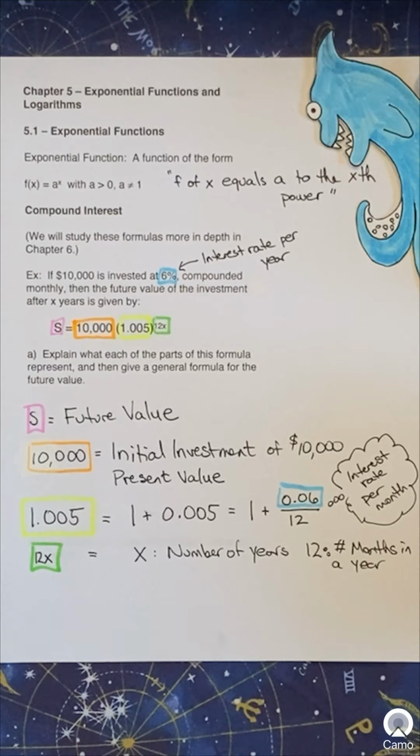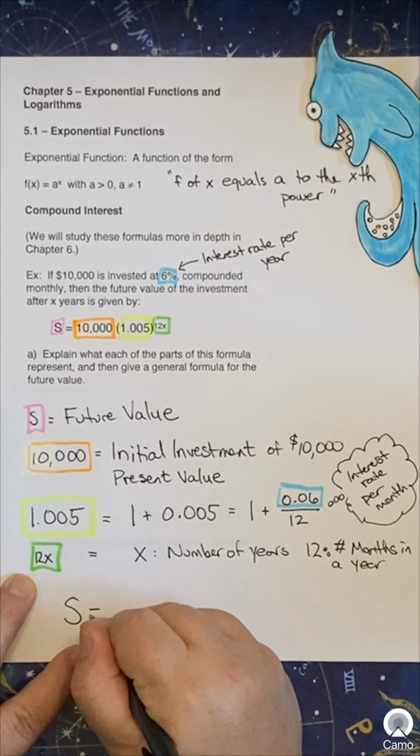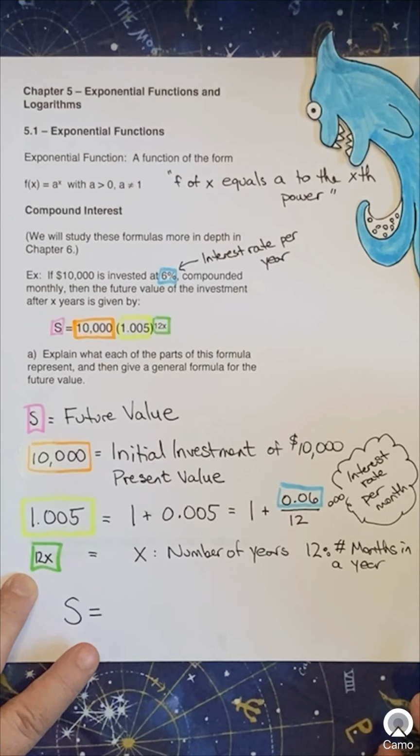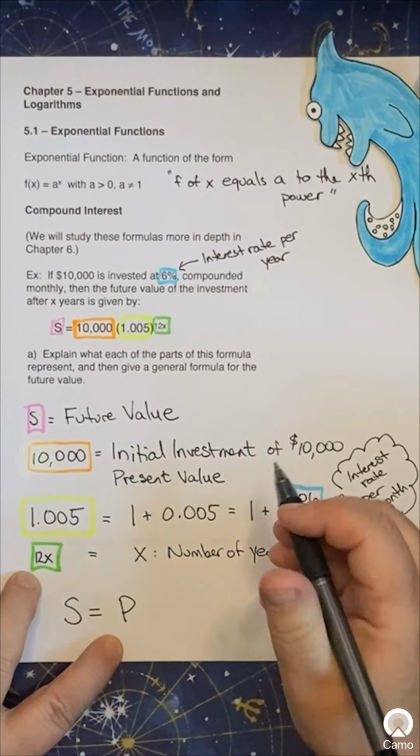Okay? So, in general, what's the formula? Well, the formula is going to be S equals the present value. I'm just going to use a P for that.